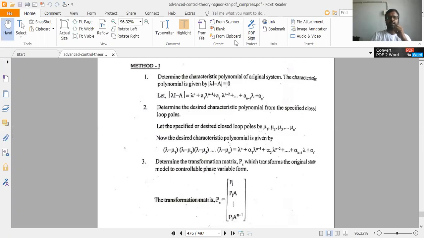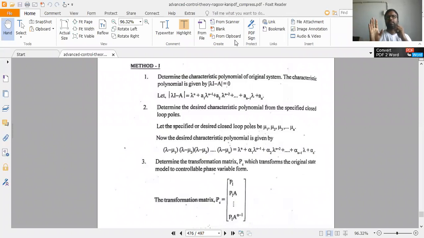Initially, we have to determine the characteristic equation of the original system, and that characteristic equation is determined with a specific relation, that is, the determinant of lambda I minus A should be equal to 0. We have the matrices A, B, and C. For determination of the controllability, matrix A and matrix B are necessary.